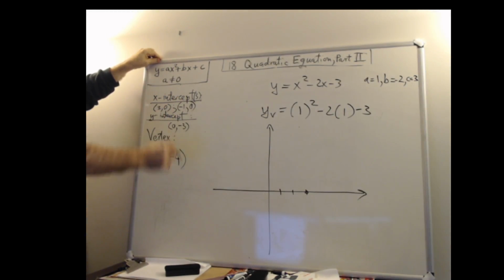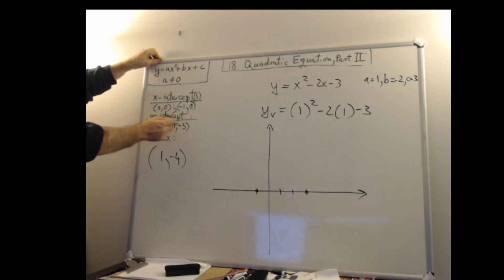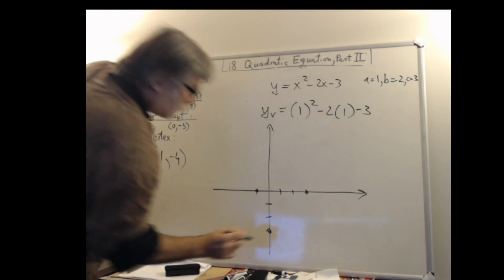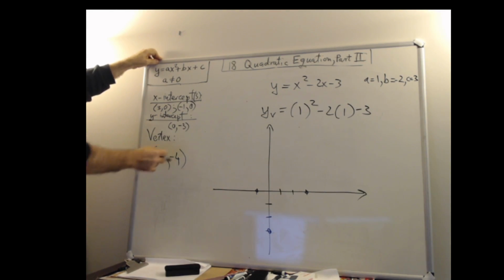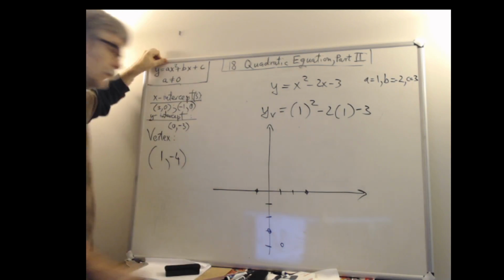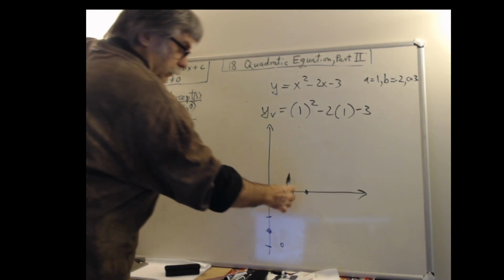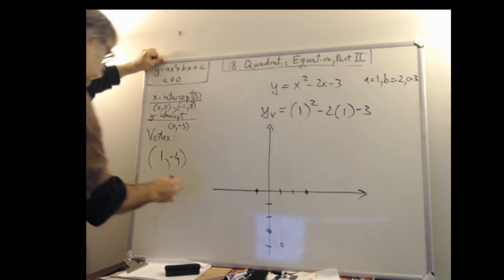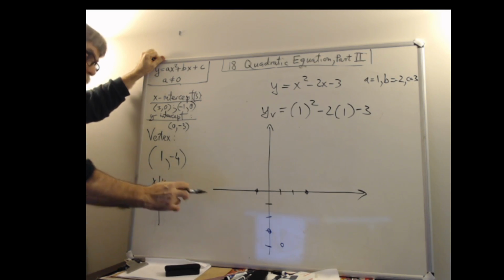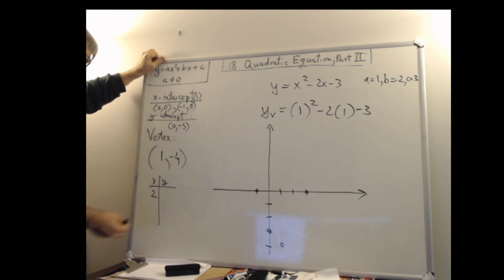I have negative 1, 0. I have 0, negative 3. And I have 1, negative 4. Okay? I have a pretty good idea what that's going to be. So I might want just to find out what x equals 2 is going to give me, because I'm kind of thinking this is going to happen, but let's see what it does at 2.